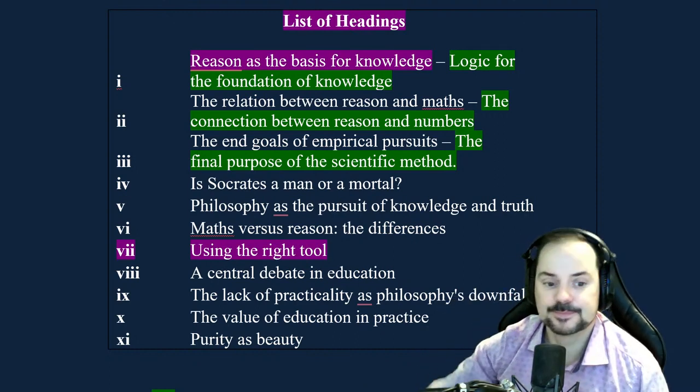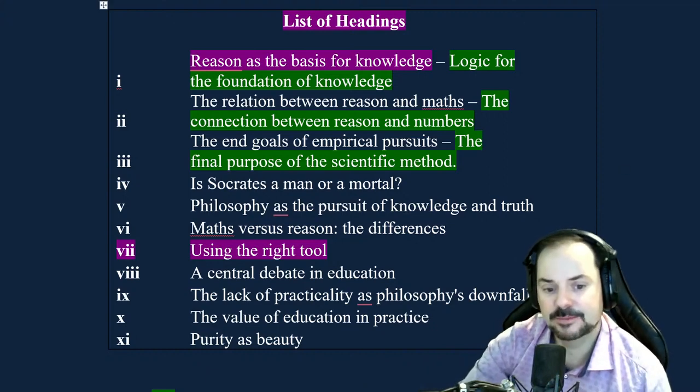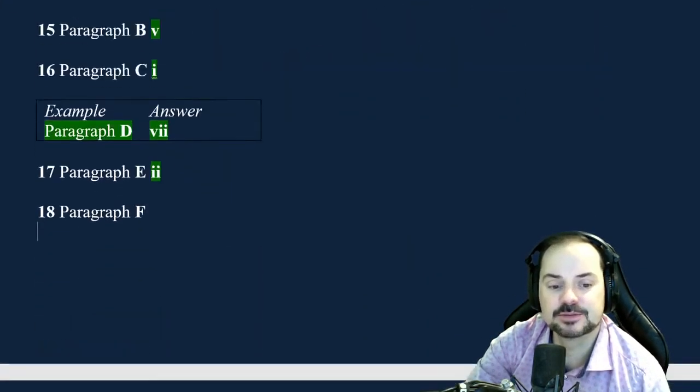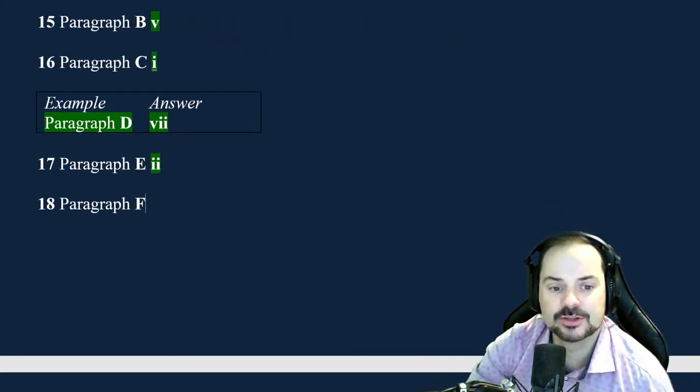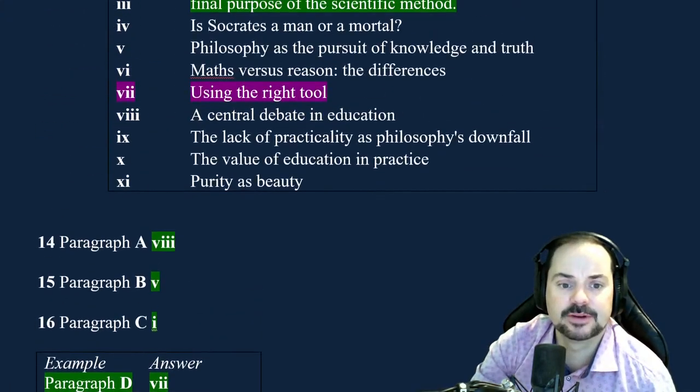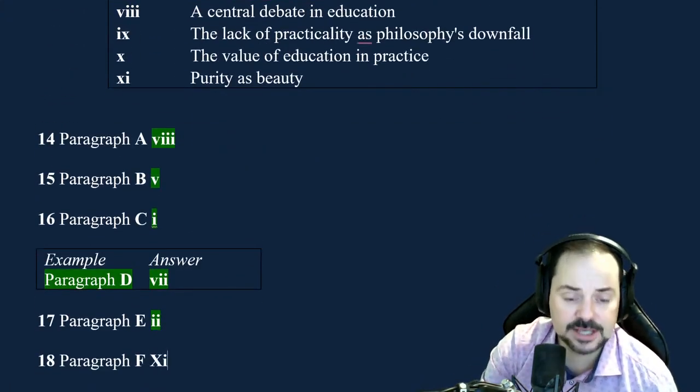The last one, can you read it for me? Purity as beauty. Very nice, Ibshita. And you also win yourself a nice big point. That was 11, right? XI. Yes, it is. Yes, absolutely.